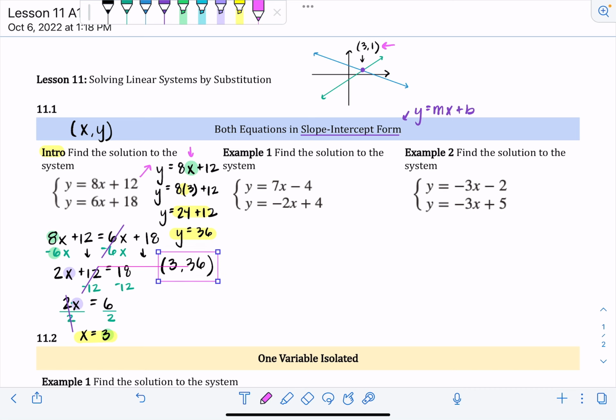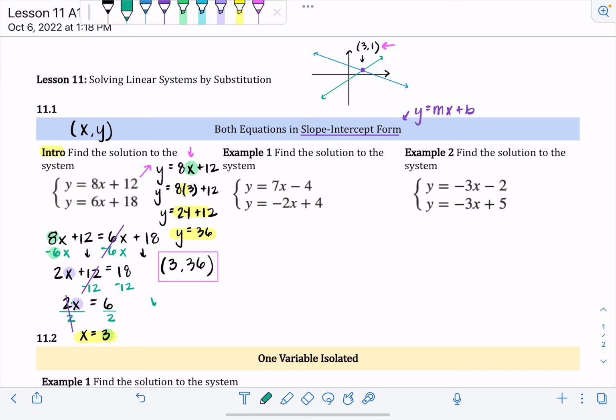Okay, so there is a way for us to check our work with systems, and it's really helpful. It's worth the time to check for sure. So what we need to do is pick the other equation, the one we didn't use to find y. So to find y, I used the first equation. I'm going to take the second equation, and put my x and y values back in there and see if it makes the equation true.